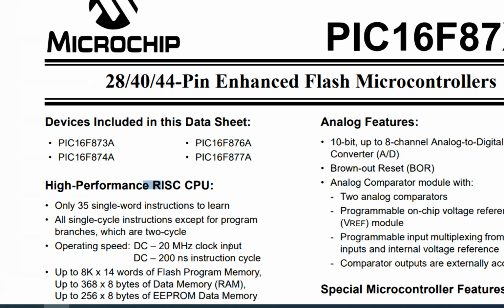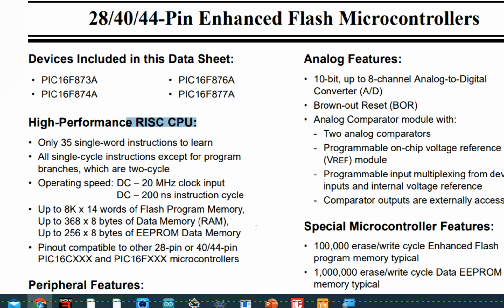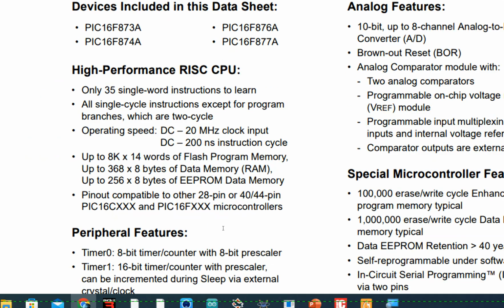It has a RISC CPU, that is what the datasheet tells you, and it has only 35 single word instructions to learn. Maximum clock is 20 megahertz. These are the important information, and the highest speed that you can achieve is 200 nanoseconds for an instruction cycle with this microcontroller. Whichever PIC microcontroller you have, whenever you open the datasheet, that's how you are going to extract your information.